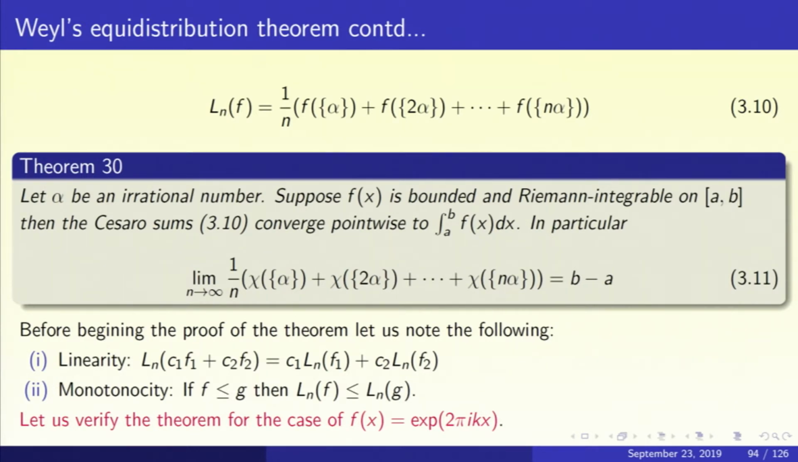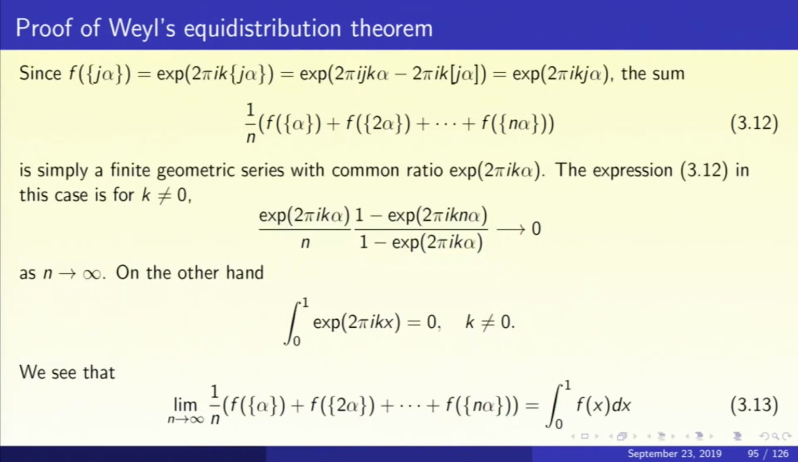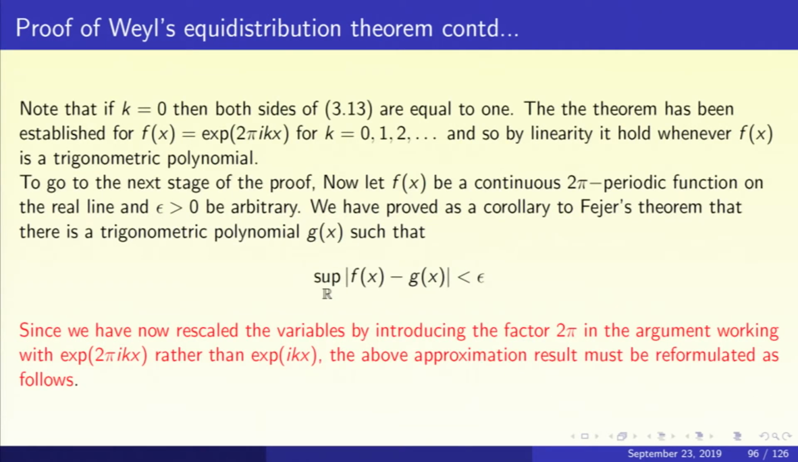And if I take linear combinations of e to the power 2 pi i kx for k equal to 0, 1, 2, 3, with real coefficients or even complex coefficients, what do I get? I get a trigonometric polynomial. So for a trigonometric polynomial, we have verified theorem 30. We have checked the result when you have a trigonometric polynomial.